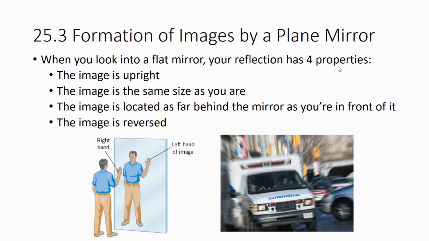It's pretty interesting. Which brings us to our third point, that the image is located as far behind the mirror as you are in front of it. So if you're standing a meter away from the mirror, your image is a meter into the mirror. And also your image is reversed, which I think we all know. There's just a picture there of an ambulance, how they write the word backwards, so that if you're looking in your rear view mirror in your car, you can see that it says ambulance, since the image will be reversed. So 4 properties when you are looking into a plane mirror.